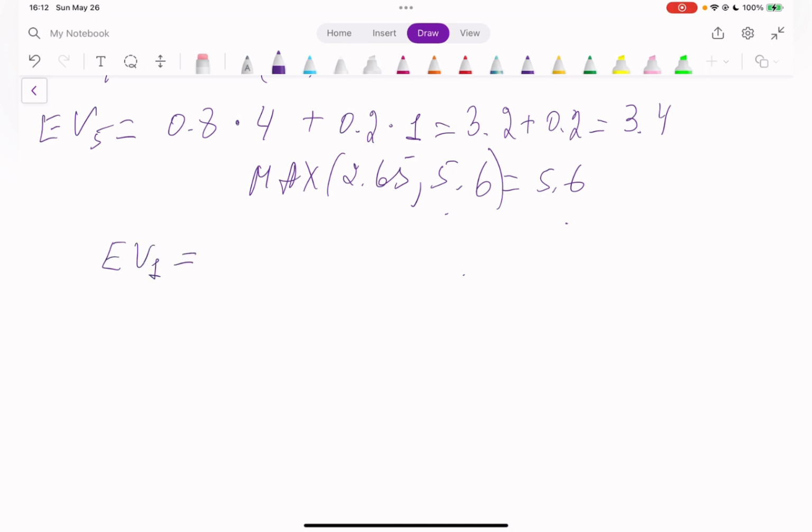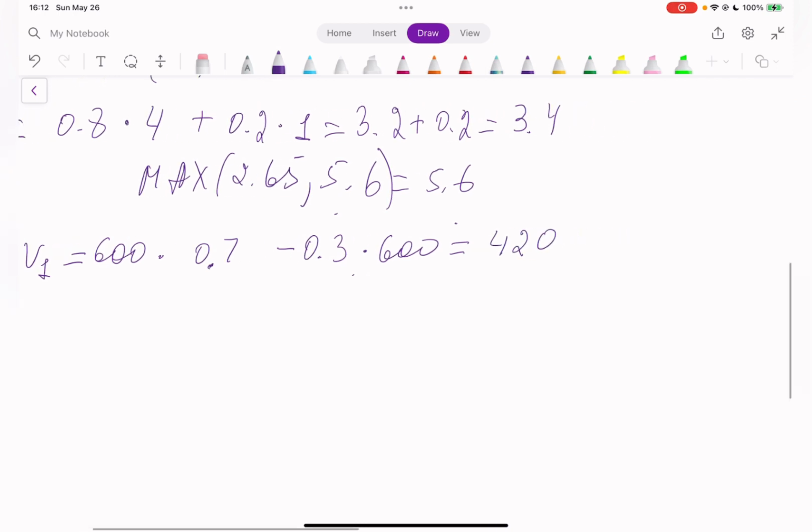I'm going to have 600 times 0.7, and then minus, since I have 600, and for 0.7 the leftover 0.3 times 600. Why do I put negative? Because 600 is negative. And I'm getting 420 minus 180. And my result is going to be 140.